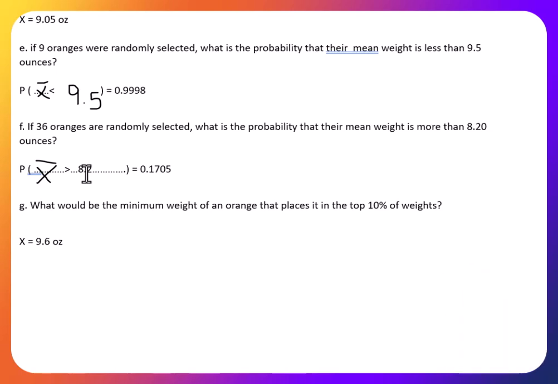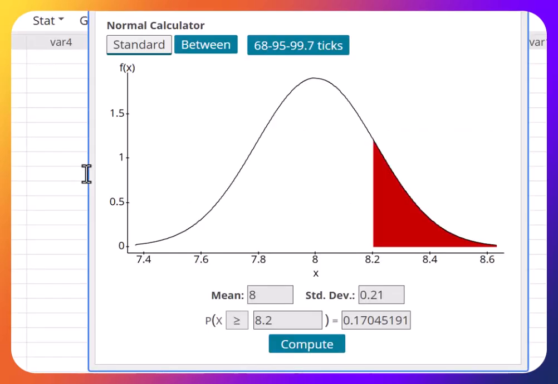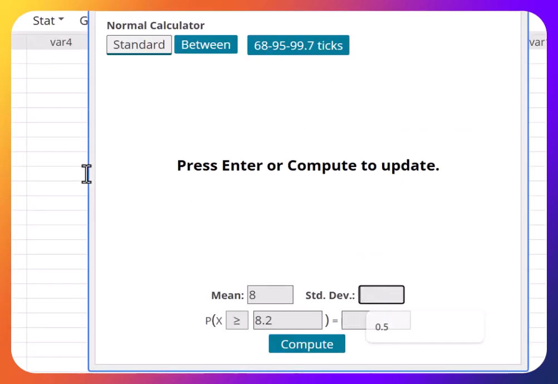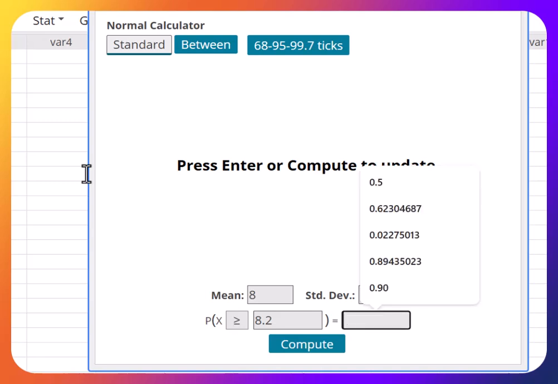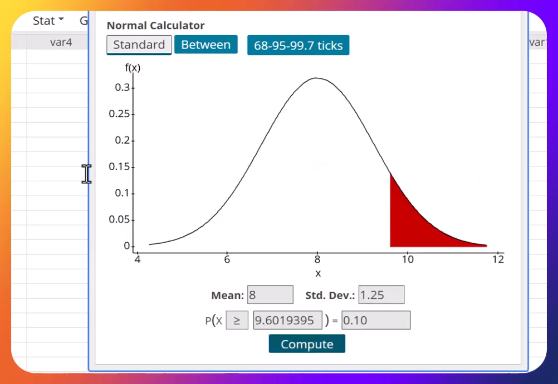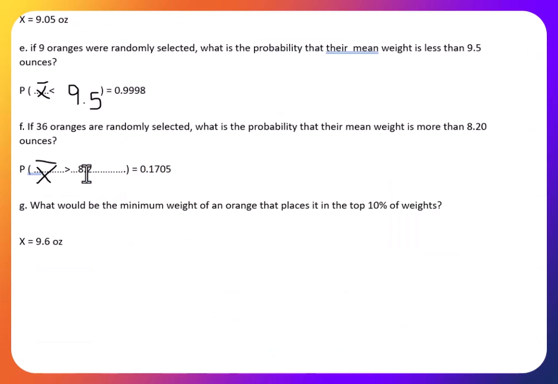And the last question: what would be the minimum weight of an orange that places it in the top 10%? Top 10% means area to the right. So we need x and we have the probability. Go back to the standard deviation of 1.25. Choose greater than, and the 10% will be right here, and that's 9.6. If I say top 10%, you just put 0.10 here, and then you can get the answer. So that's going to be 9.6.